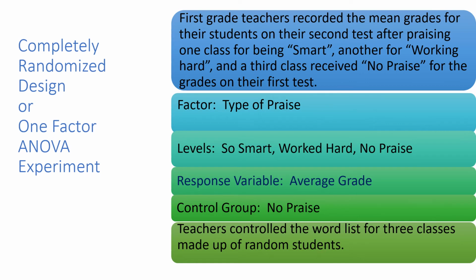So when we define the elements of this design, the factor would be the type of praise, that general name for those different groups. The levels are the specific groups, SMART, worked hard, and no praise. The response variable is what we get the average on, in this case, their grade. And the control group again was the no praise group. Teachers controlled the word list for the 3 classes that were made up of random students.